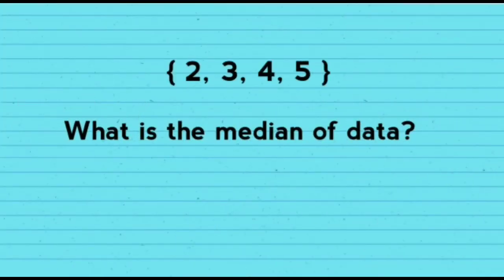There is a simple dataset that contains 4 numbers. What is the median of the data? If the dataset has an even number of members, to find the median, we need to take the middle two numbers and calculate the mean of those two. 3 plus 4 and then dividing by 2 equals 3.5. So the median of the data is 3.5.